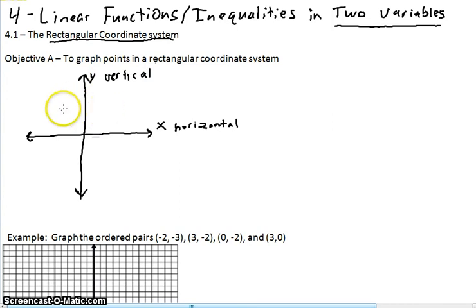And it's broken up into four different quadrants. This is quadrant 1, this is quadrant 2, this is quadrant 3, and I used Roman numerals here, and this is quadrant 4. Okay? The only other thing that you need to know is where these two axes meet, this point right here. That's called the origin.